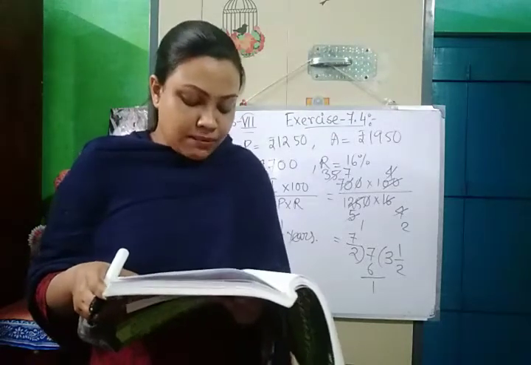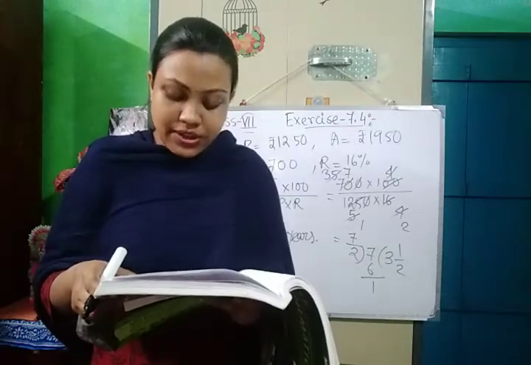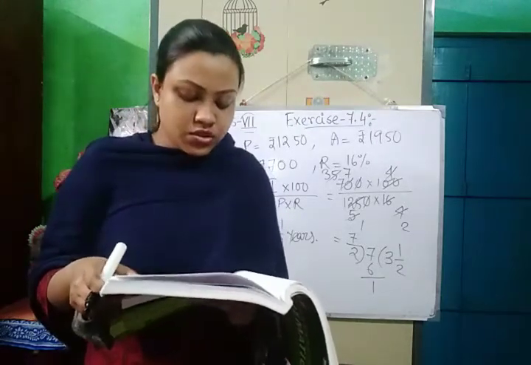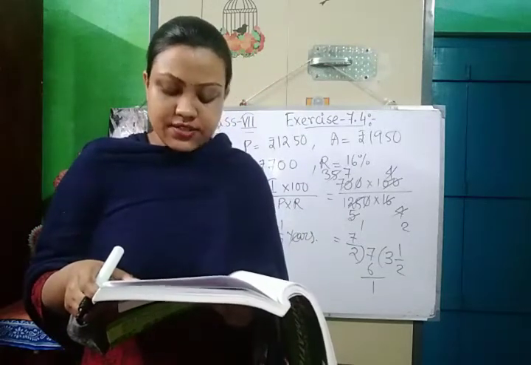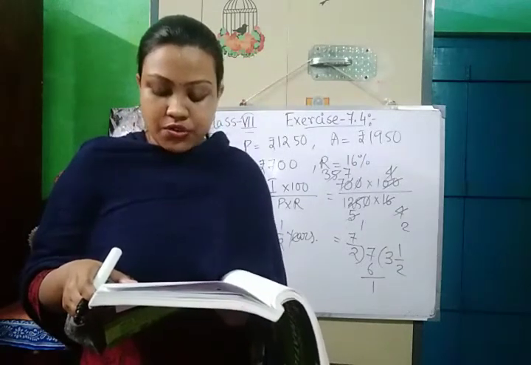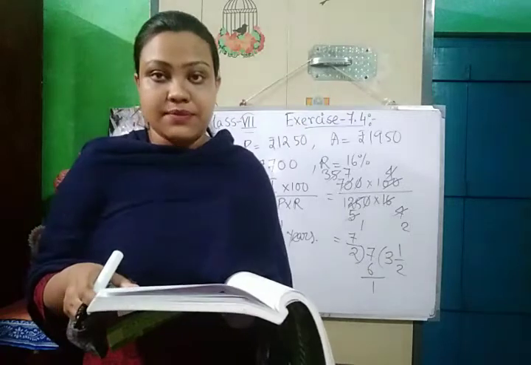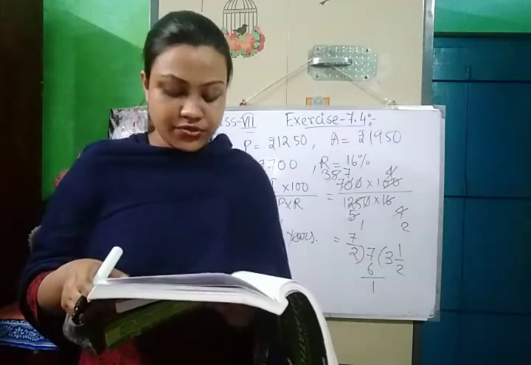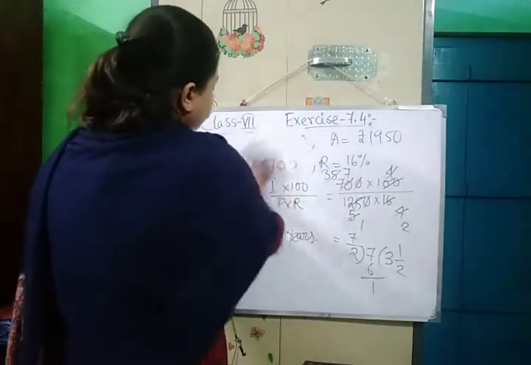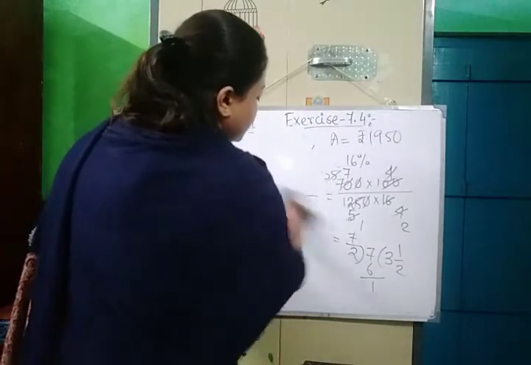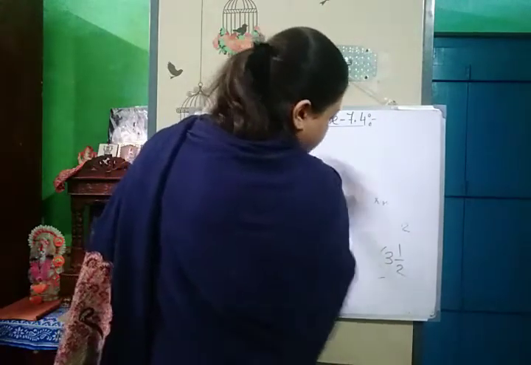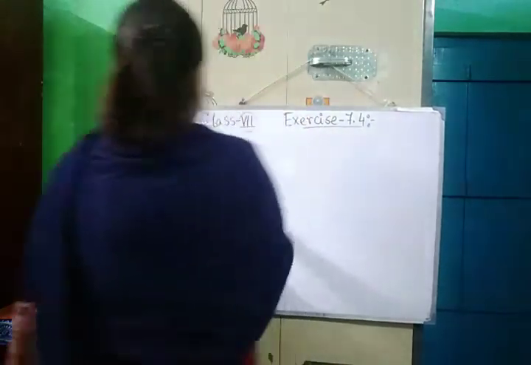Question number 8 is: an amount of money invested trebled in 6 years. Find the rate of interest earned. So an amount of money invested, it's trebled. Trebled means 3 times in 6 years. So find the rate of interest. Okay. So now we are going to find out the rate of interest. We don't know the principal, we also don't know the interest, we also don't know the amount. So how can we do this one?